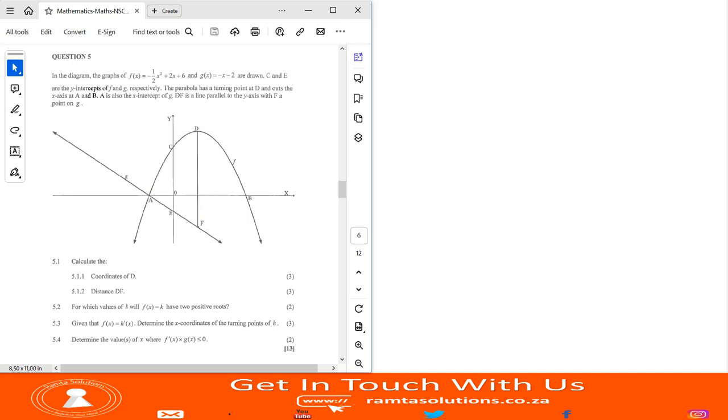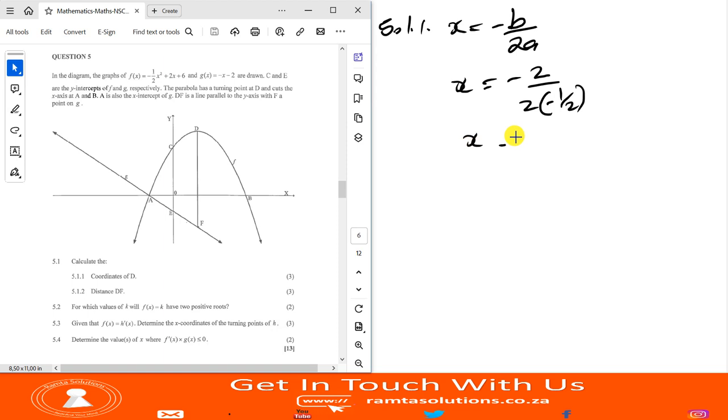5.1. Calculate the coordinates of D. I showed you. So we'll say 5.1.1. We'll say x equals negative b over 2a. So what is this? x equals negative 2 over 2 into negative half. This is x equals, I think it's positive 2. Yes, it's positive 2.